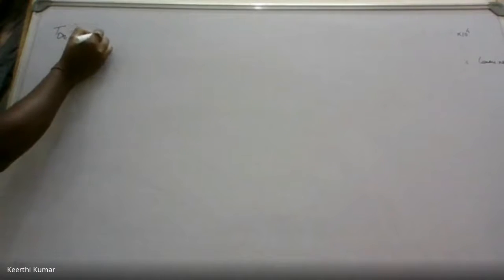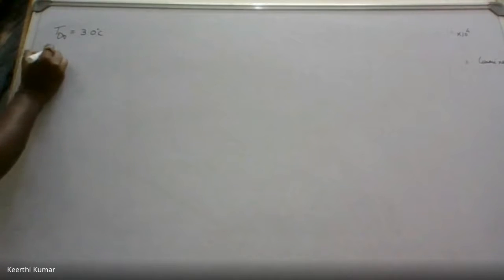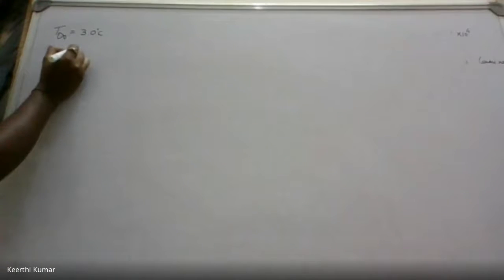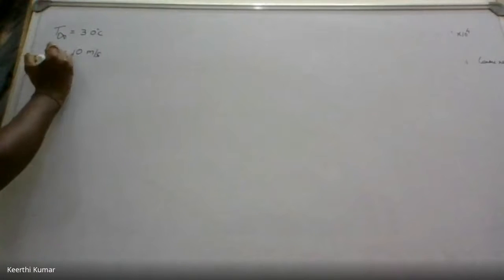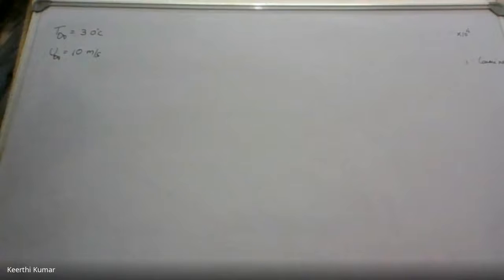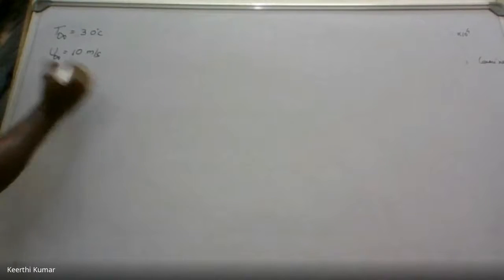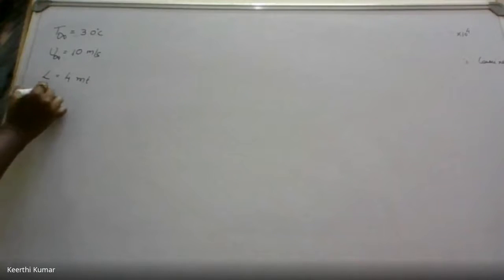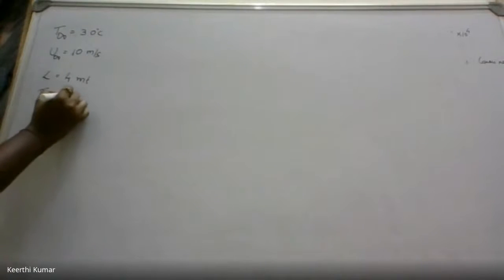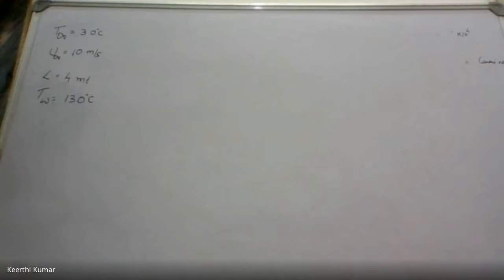Air at 30 degrees centigrade, that is T infinity equal to 30 degrees centigrade, is flowing with a velocity U infinity equal to 10 meters per second along a plate. The length of the plate is 4 meter. Next, the plate is having a temperature T wall equal to 130 degrees centigrade.